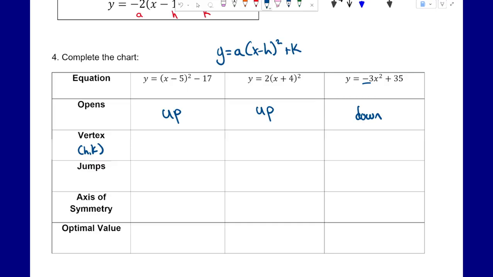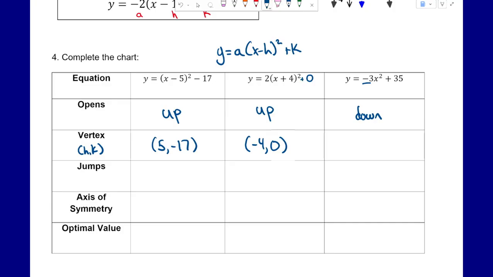Remember, h is opposite of what we see, so the h value is 5 and negative 17. Here we have negative 4, opposite of positive 4. And then there is no k value, so technically there would be a plus 0, but we don't actually have to show the plus 0 because it doesn't change anything.